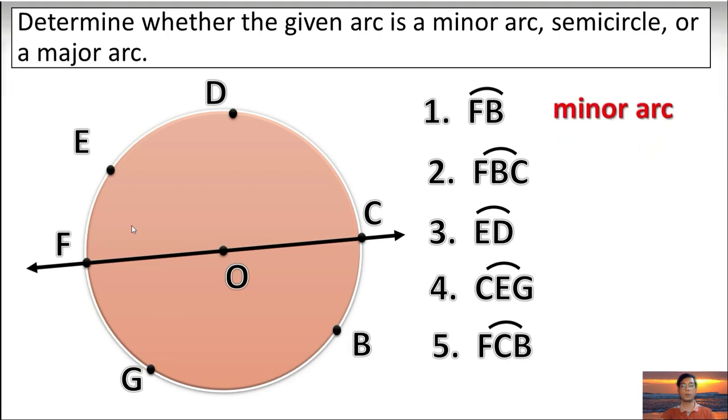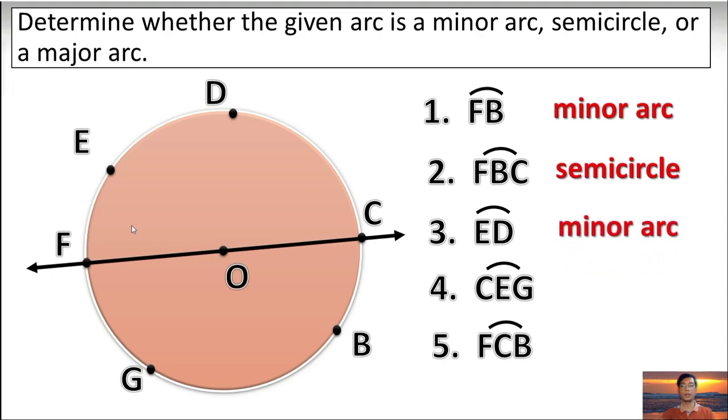Next, number 2 is arc FBC. Ayun, si arc FBC. Since nasa kalahati siya, therefore arc FBC is a semicircle. Next, arc ED. Ayun, si arc ED. It's less than that of the semicircle, so number 3 is a minor arc.